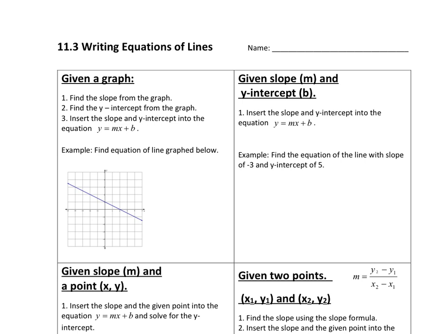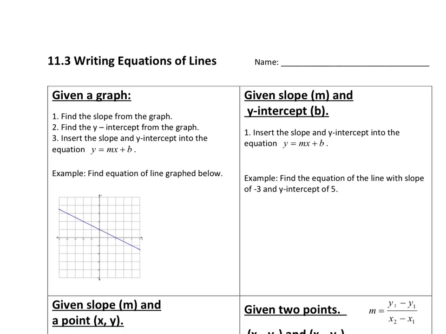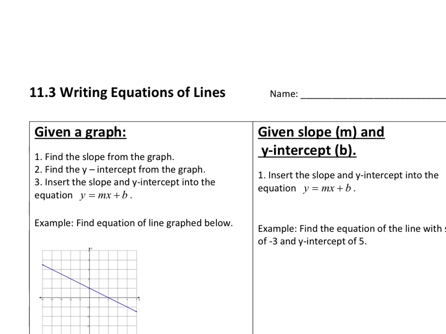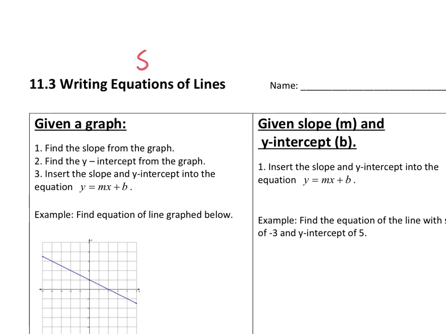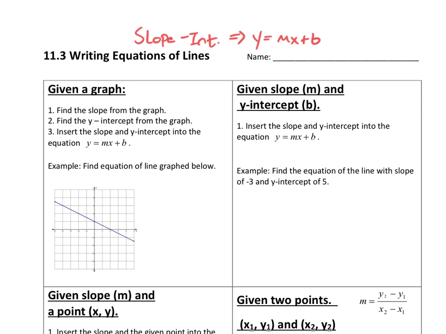Now, here's the deal. We are going to be writing equations, and we are going to write them in one way. We are going to write them using the slope-intercept form. So what I want to remind you of is what the slope-intercept form is, and I'm going to do that here up top as just a reminder. Slope-intercept form is simply y equals mx plus b. That's the biggest thing to remember.